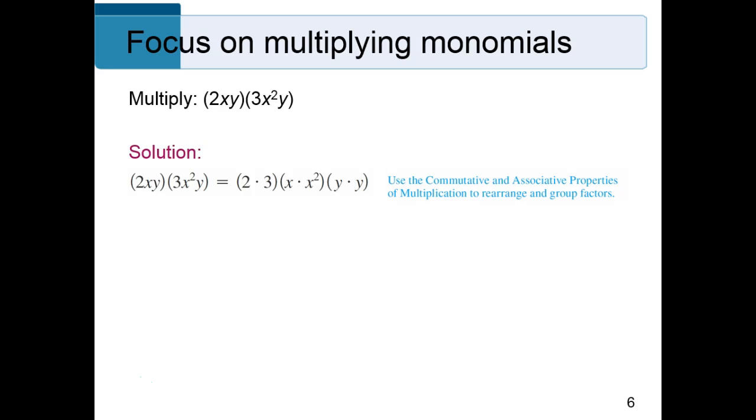They changed the orders and got the numbers in front, and got the x's together and got the y's together. That's the commutative nature of multiplication. And then they associated them like that too. So that would be 6 x cubed y squared. Just like we got, but y'all were much quicker.